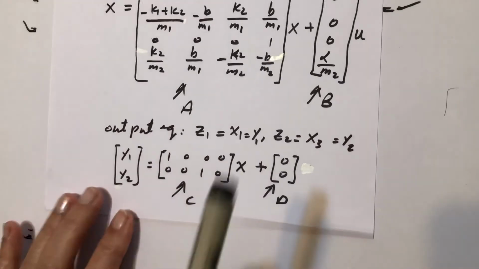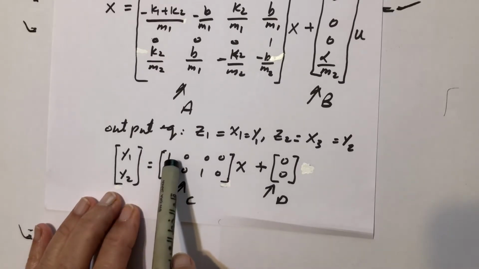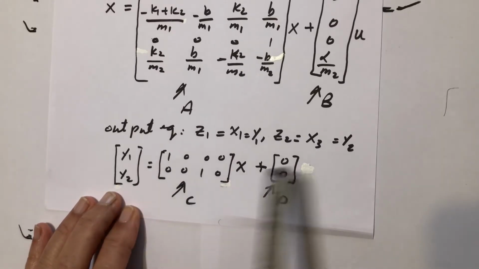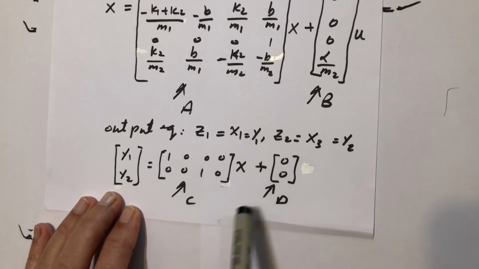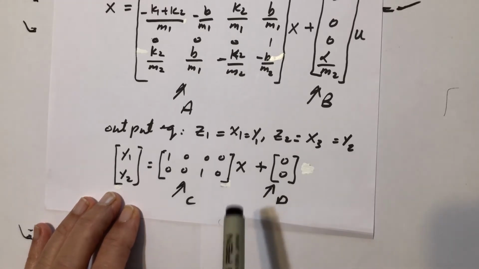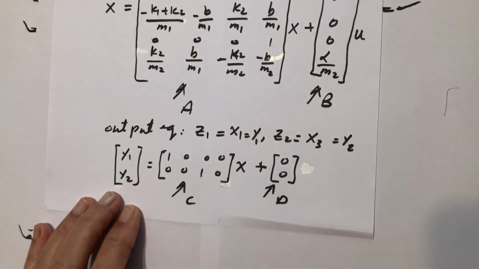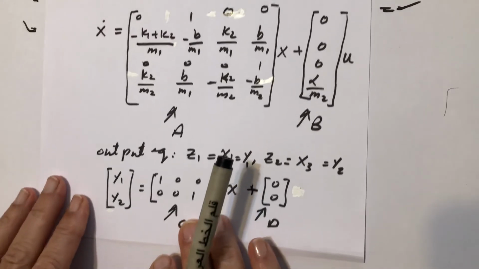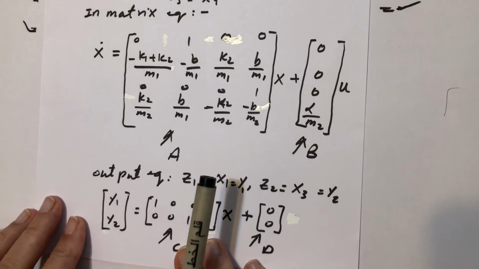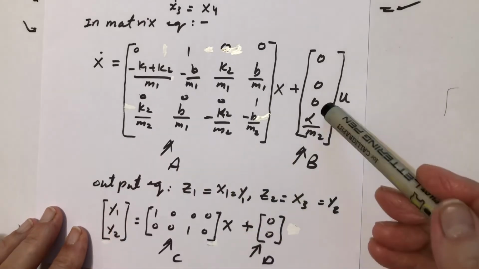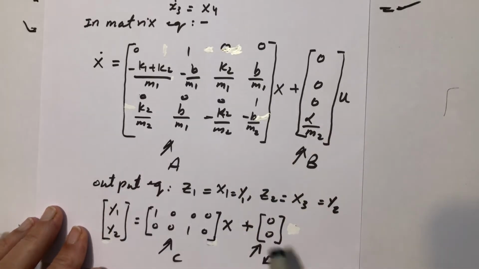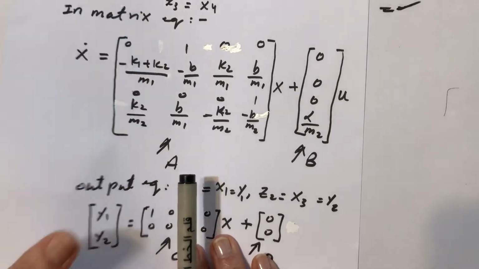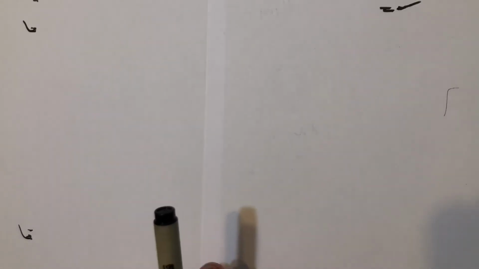Don't know if it's clear. Y1 equals X1, and Y2 equals X3, that's one. And we don't have a D, because we don't have any connection between the input, the force, and the output, right? These are the model. So once you have the A, the B, and C, and D, you can put them into MATLAB, and you can see the equation.